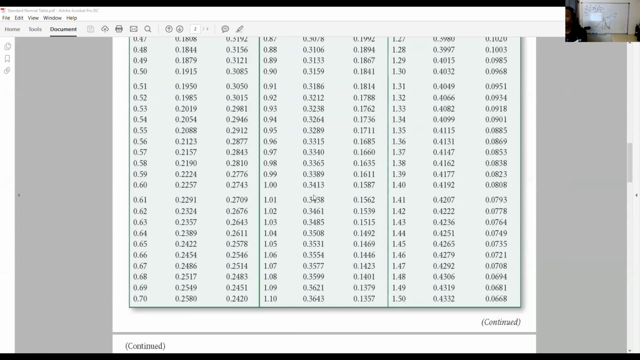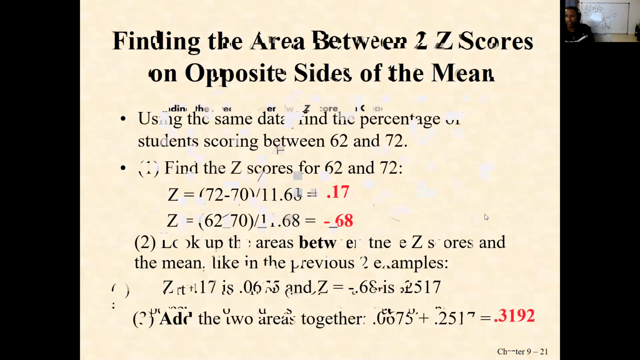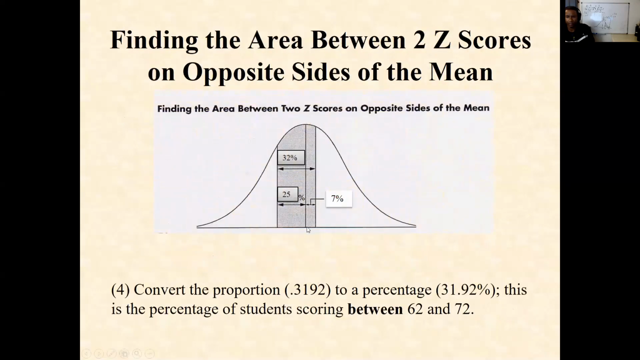Now, when you have that, you take those two numbers, 0.0675, 0.2517. I would suggest that you draw it out so you can see that 70 to 72 is on the right side, 70 to 62 is on the left side. So since you're trying to find the area between 62 and 72, you're going to add these two together. That's why I say it's important to actually draw these things out.